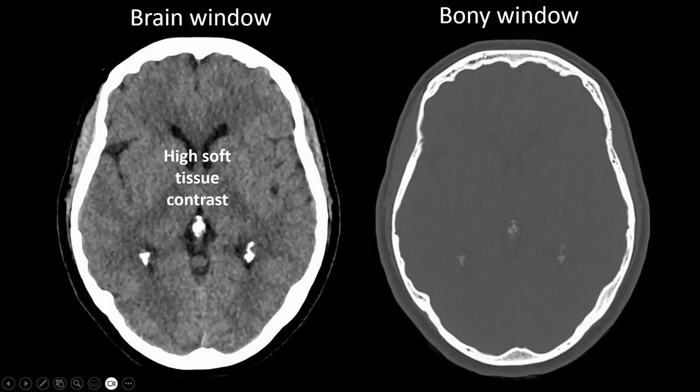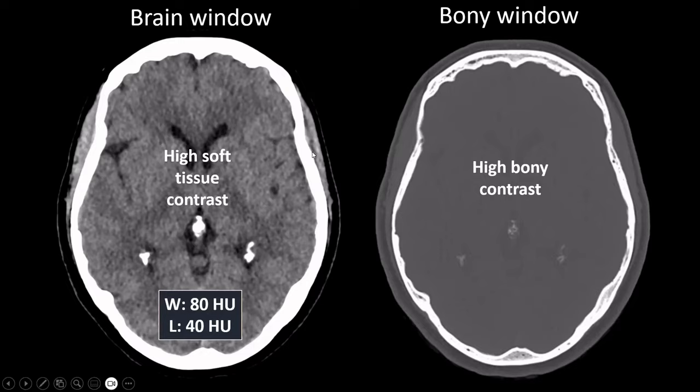And then on the bone window, everything looks gray except the bone, but we can see the different components of the bone. We can see the outer layer, the inner layer, we can see the diploe containing trabecular bone. So this is a very good window to look for bony pathology like fractures, and it has a high bony contrast.